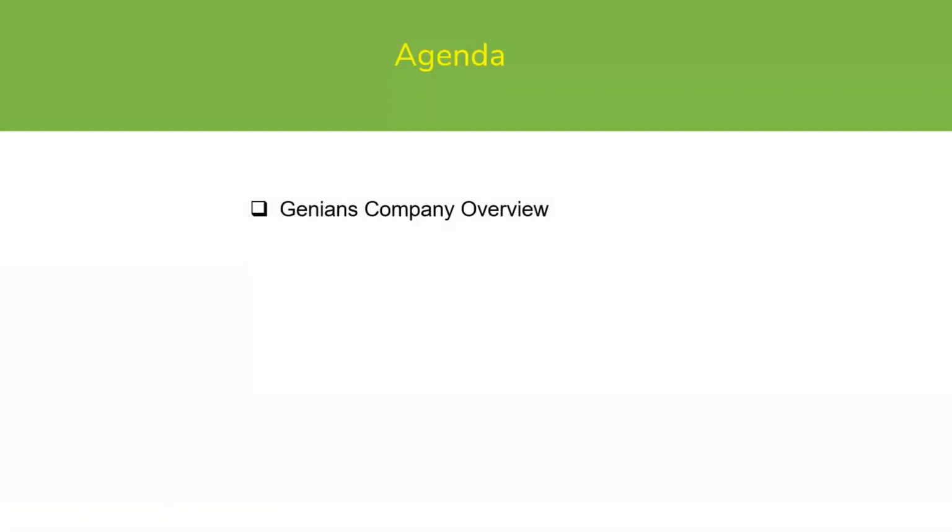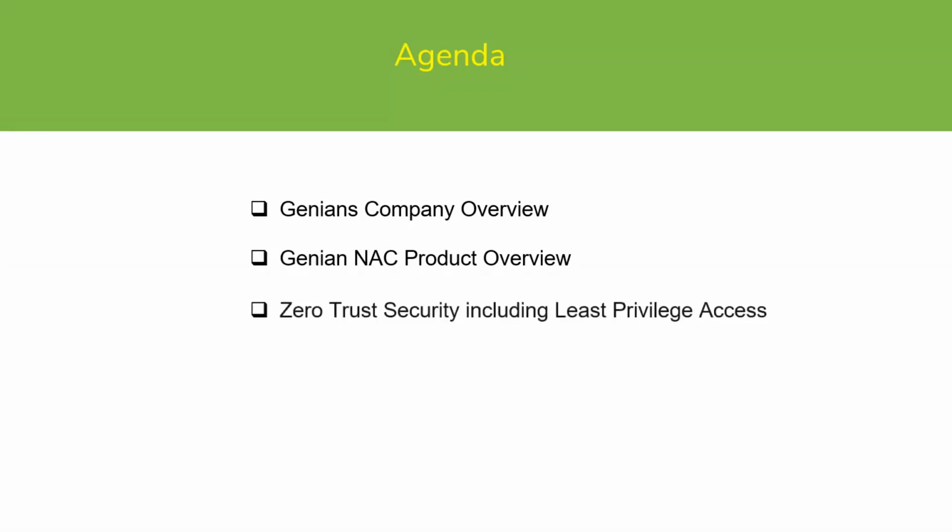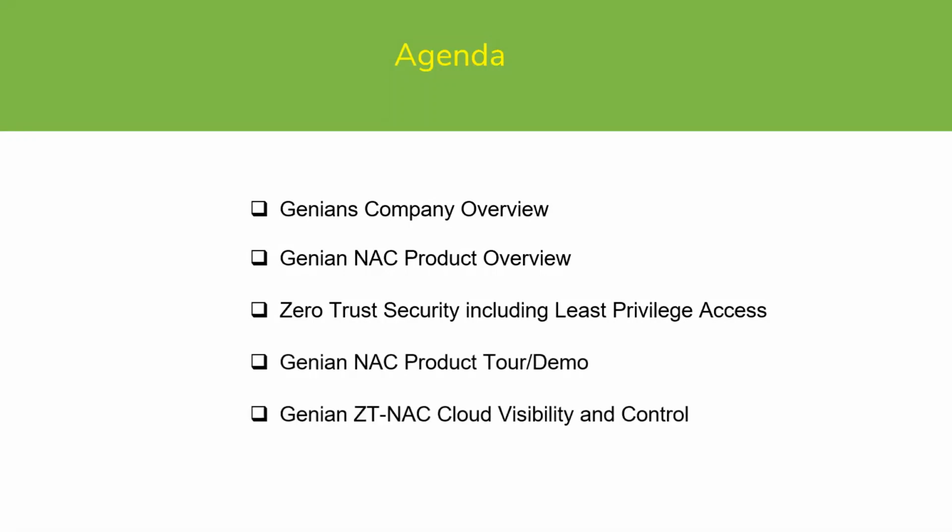So here's the agenda. We will do a brief company overview so you know who Genians is. We'll do an overview of our ZTNAC product. We'll discuss zero trust security, including least privilege access, and we'll discuss how NAC plays a role in zero trust security. We will do a product tour and demo, and then we'll also look at our ZTNAC, which is the latest version of our product, and that will be discussing cloud visibility and control.